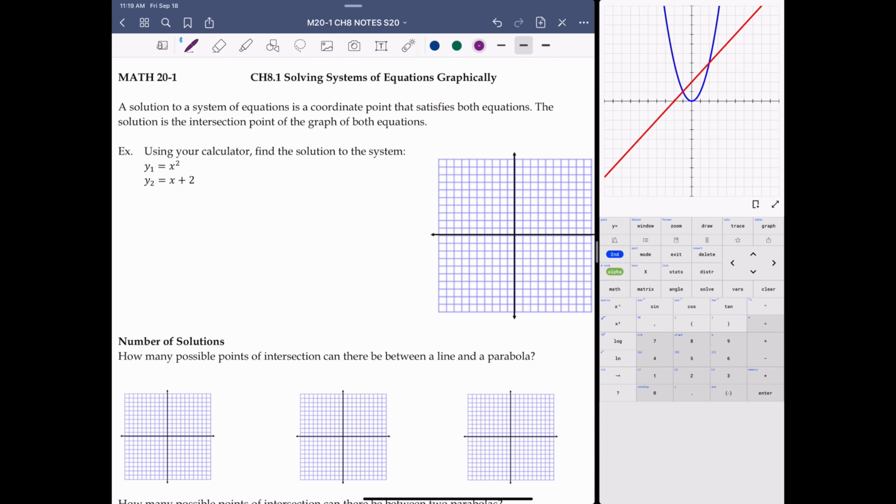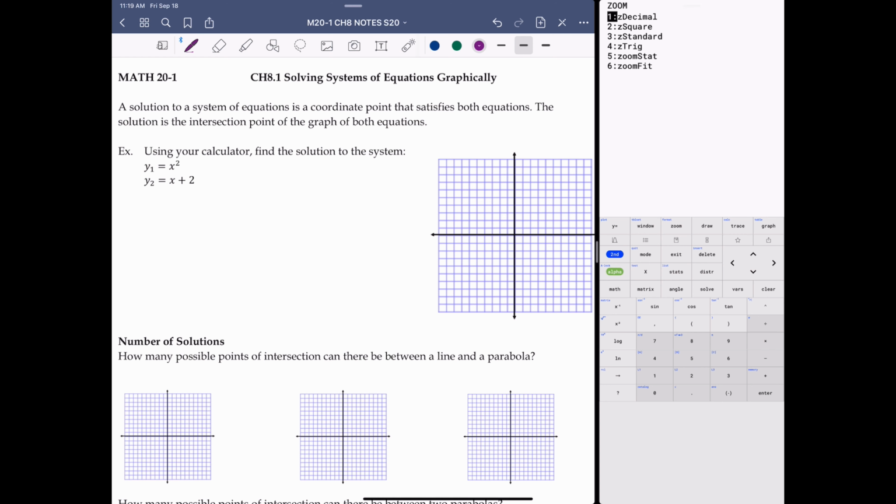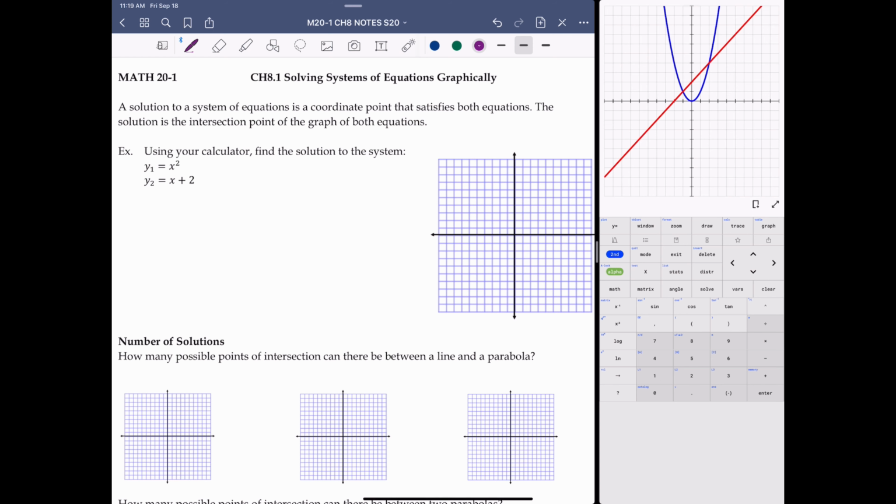You can change that by, on a TI, going zoom. This is standard, -10 to +10. Find whatever option on your calculator says set standard and push that number. On the Casio, you push F3 for window, and then F3 again for standard. Okay, so we all have this screen.